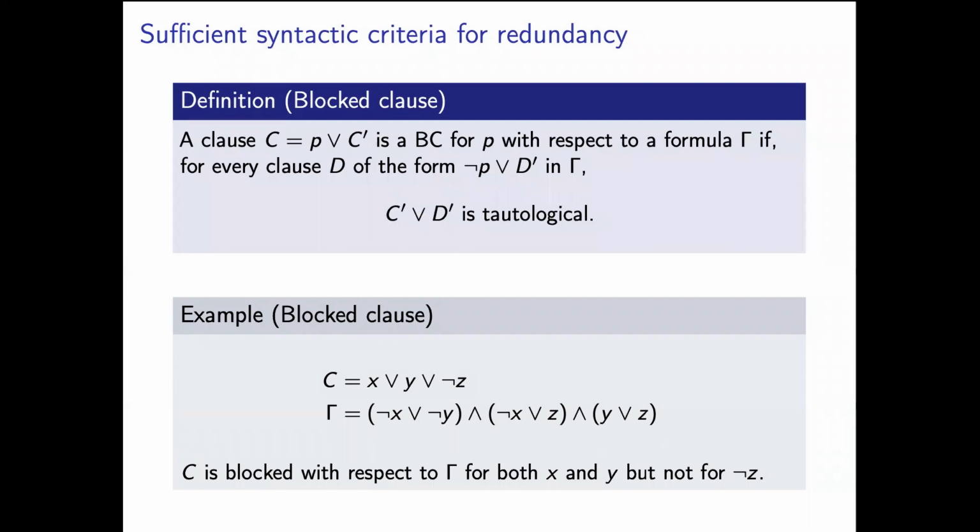So in particular, this means that, for instance, if P was a variable not occurring in gamma, then that clause would be just vacuously blocked.